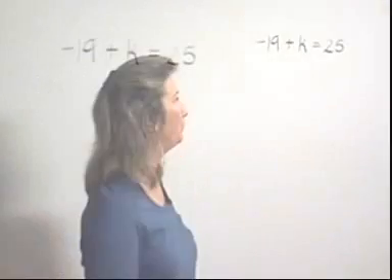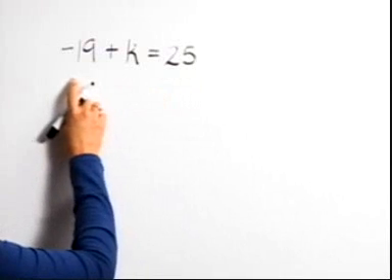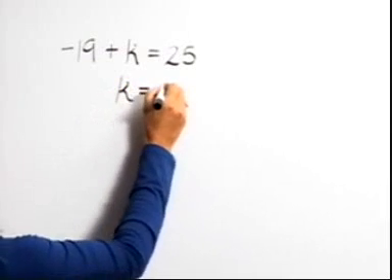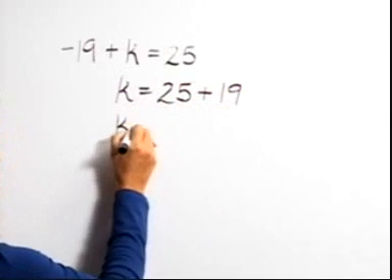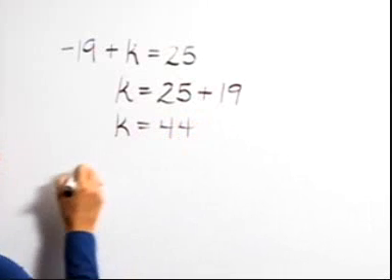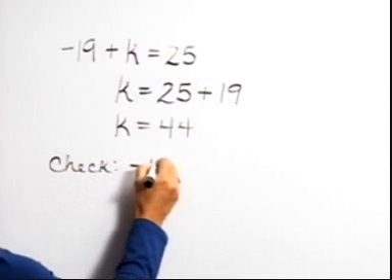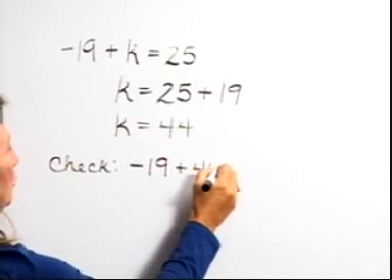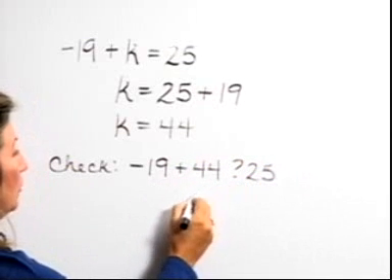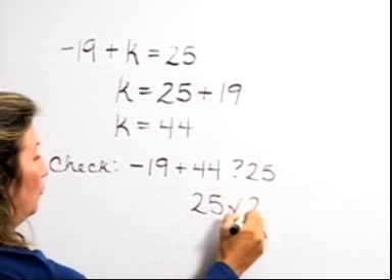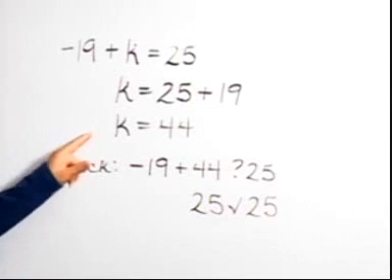Solve and check. We have -19 plus k equals 25. We need to add 19 to both sides. That gives us k equals 25 plus 19, or k equals 44. Now be sure to check your problem by substituting in. We'll have negative 19 plus 44 should equal 25. And negative 19 plus 44 does equal 25, and so our check is correct. That tells us our answer of 44 is correct.